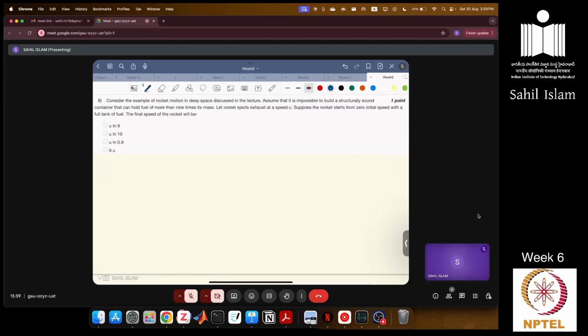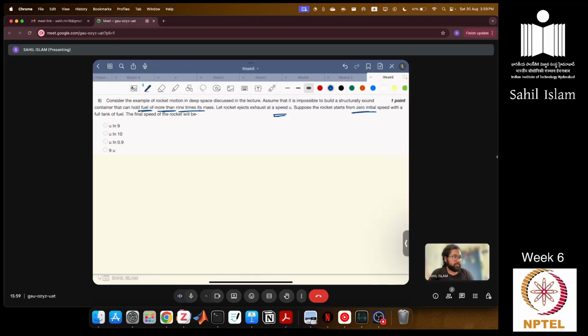Okay, so question number 8, which is the last question for today. Consider the example of rocket motion in deep space discussed in the lecture. Assume that it is impossible to build a structurally sound container that can hold fuel of more than 9 times its mass. Let the rocket eject exhaust at speed u. Suppose the rocket starts from 0 initial speed with a full tank of fuel. The final speed of the rocket will be?